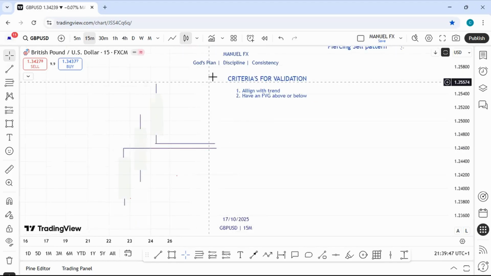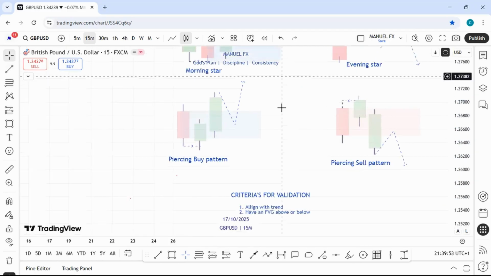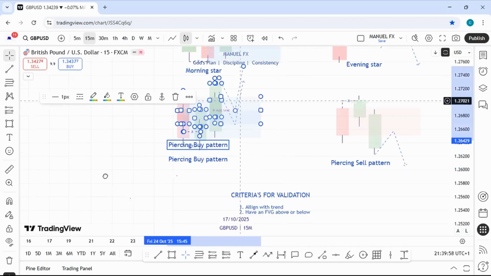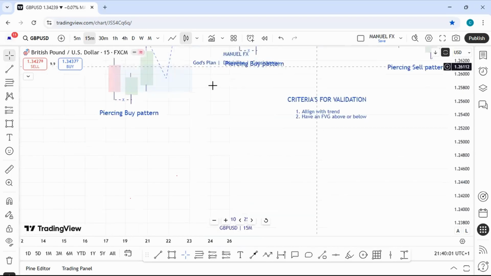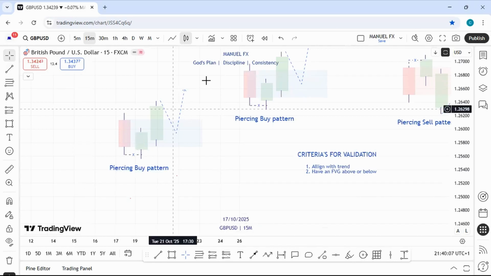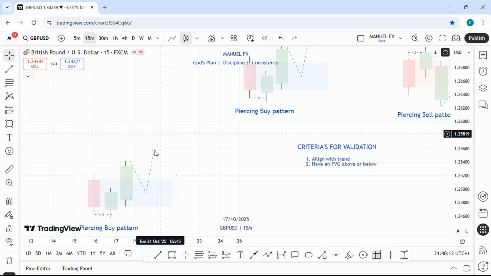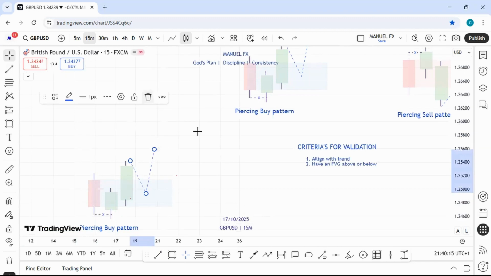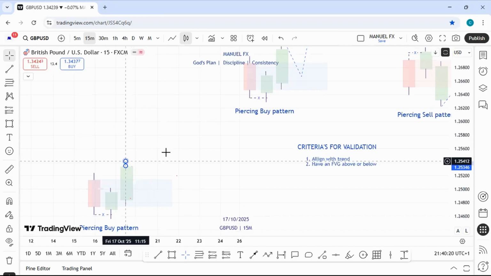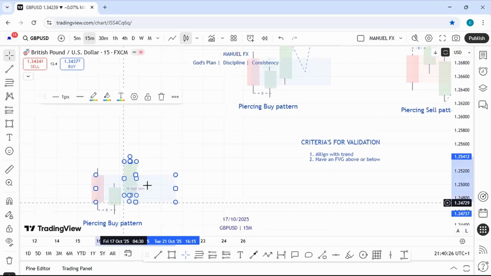So in alignment with these POIs, what I want to see, let me copy this. In alignment with this POI, what I want to see is, I want to see this. I want to see another buy candle. I'll show you. I want to see another buy candle.